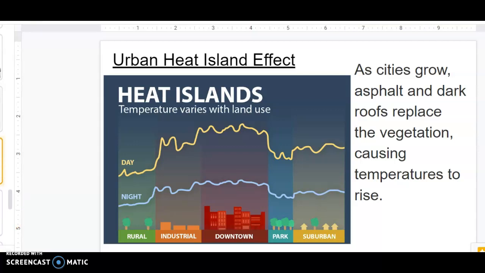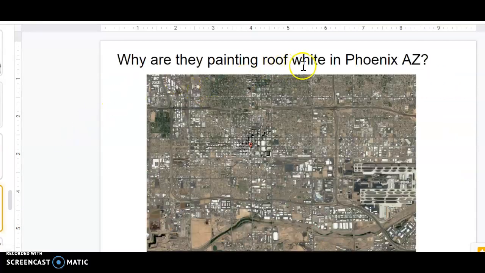There are some things that people actually do, like in Phoenix, Arizona. Here's an aerial view, and you'll notice that the tops of the roofs are not all black. A lot of them are painted white, and they're painted white so that they have a higher albedo. It reflects more sunlight and more energy, does not absorb as much, and so they don't heat up as much. So more of that sunlight gets reflected.